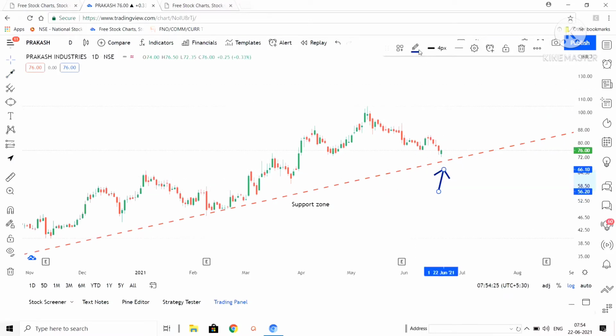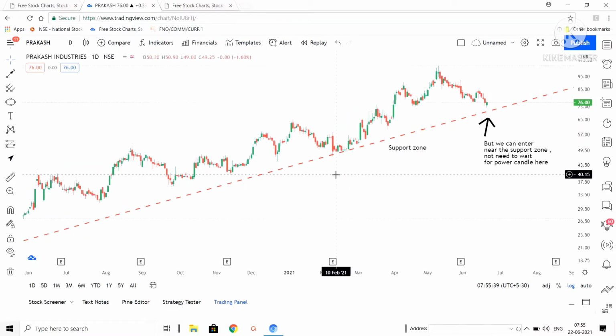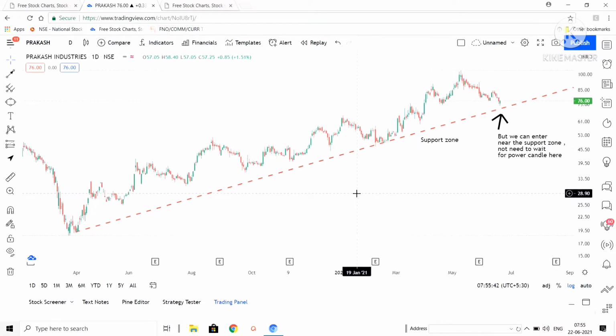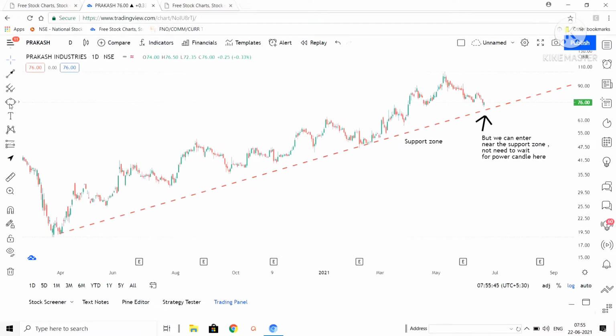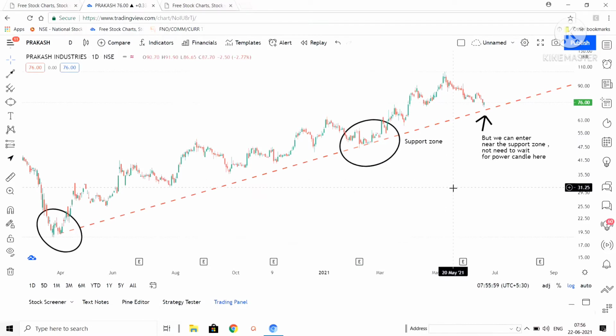Now the company has started moving from 100 rupees to around 78 rupees. It came near that support level. We can start our trade. We do not need to wait for the power candle. The reason is we already have the bottom in the encircled area which I have drawn here, and at the second place we already have the support. Connecting these two, we have one very good support line. So we do not need to wait for the power candle. Before that itself we can enter. This is our early entry technique.